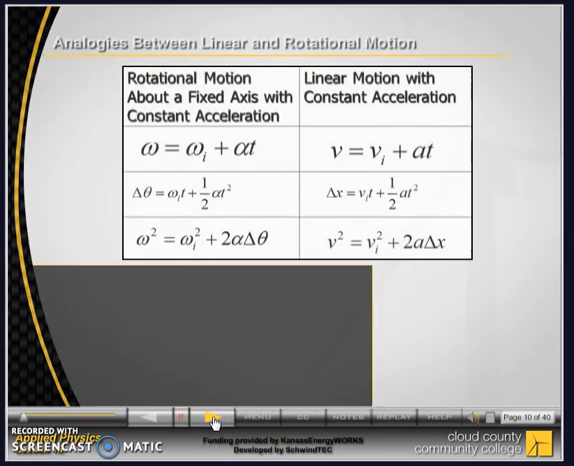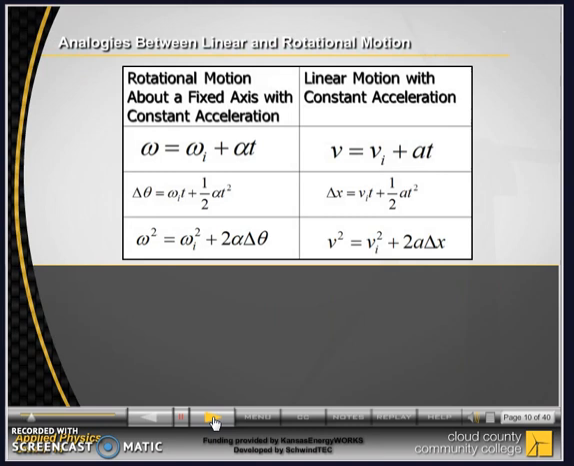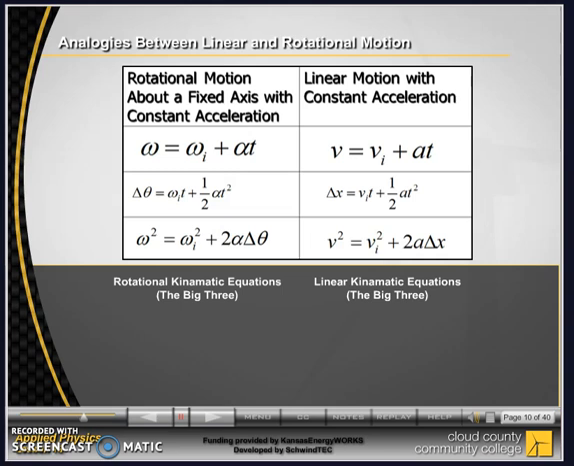The equations on the right side of the table should be very familiar to you after your initial study of linear kinematics. They are the kinematic equations associated with objects with a constant linear acceleration. The equations on the left side are the rotational kinematic big three equations, where the rotation of the object about a fixed axis shows a constant rotational or angular acceleration.